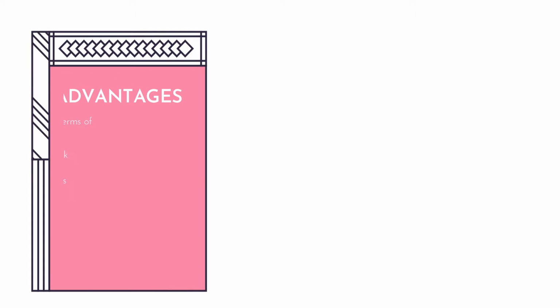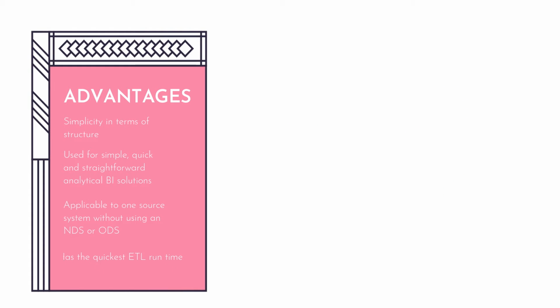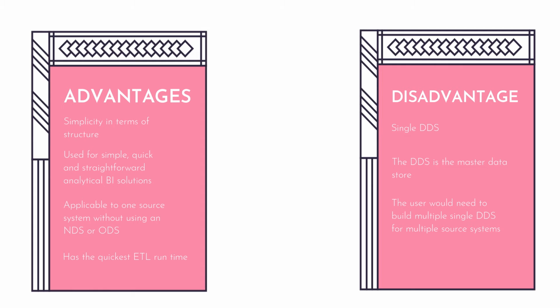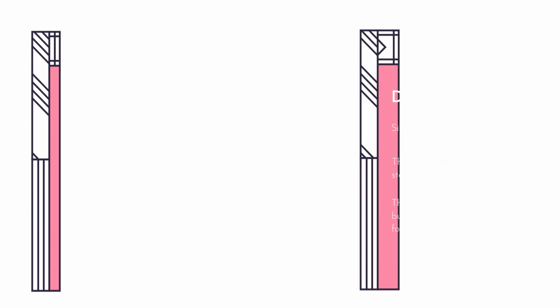Here are the advantages and disadvantages of single DDS. Advantage: simplicity in terms of structure. Used for simple, quick, and straightforward analytical BI solutions. Applicable to one source system without using an NDS or ODS. Has the quickest ETL run time. Disadvantage: single DDS. The DDS is the master data store. The user would need to build multiple single DDS for multiple source systems.